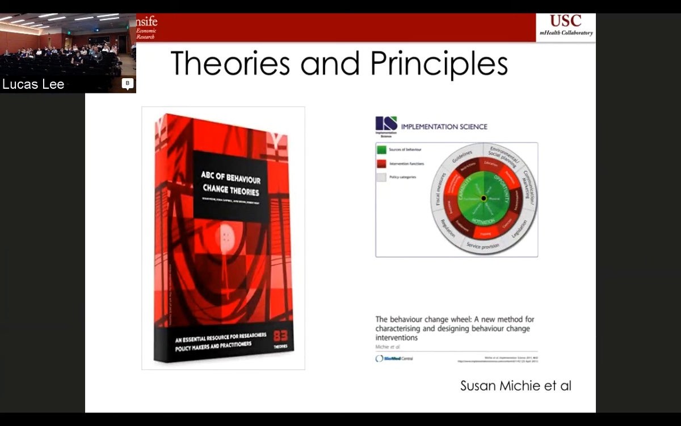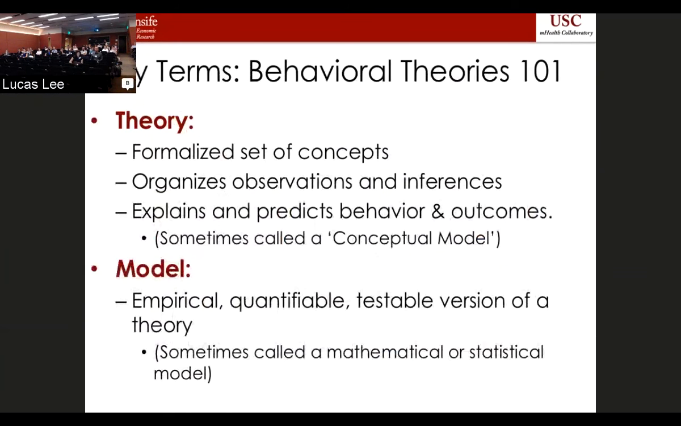Let's talk a little bit about those theories. But I want you to have a couple of key terms first. When I say theory, and we argue about this every time we put in a paper, we argue about this with the reviewers, I mean a formalized set of concepts. It organizes observations and inferences, it helps you to think about things, and it explains and predicts behavior and outcome. But it's a conceptual model. It doesn't really have any data behind it, right? That's what most of these theories are, balls and arrows.